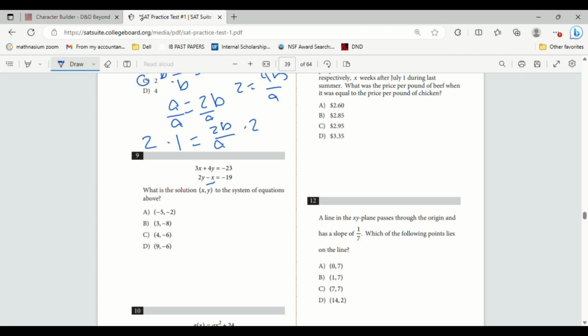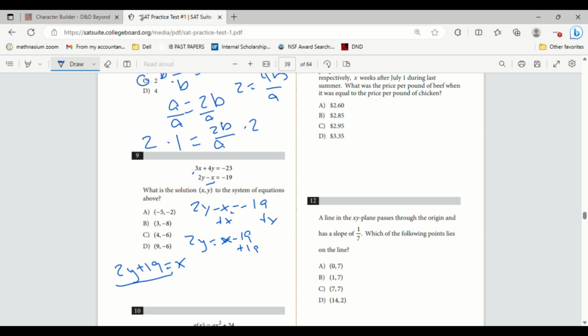So I'm going to rewrite this equation. So we have 2y minus x equals negative 19. I'm going to add x to both sides, so 2y equals x minus 19, and then add 19 to both sides, so we have 2y plus 19 equals x, and since this equals x, we can substitute this into our first equation.